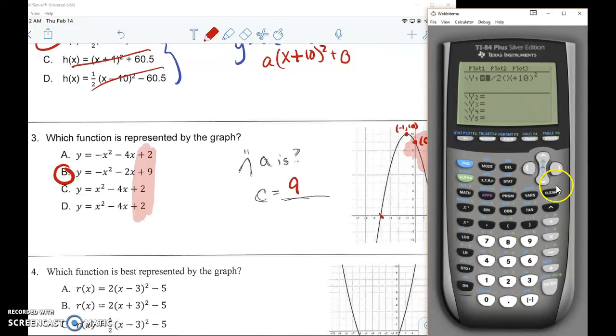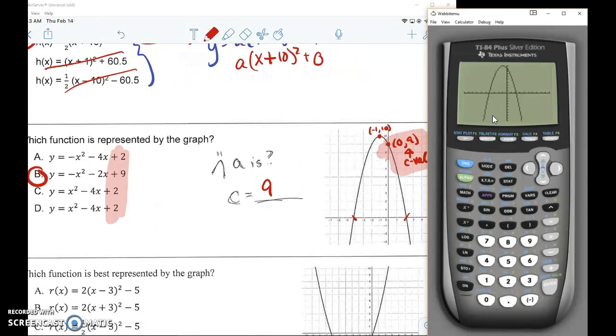To double check it in my graph, I can type this in, negative x squared. Oops. Let me try again. Negative x squared minus 2x plus 9. If I do zoom 6 to get this back to a normal graph, I can see my y-intercept is up here at 9. My x-intercept on the left is about negative 4, and on the right it's about positive 2, just like the graph on my paper. Another thing to notice, this graph is going down, so my a value has to be negative. Automatically that would rule out C and D because x squared is positive.